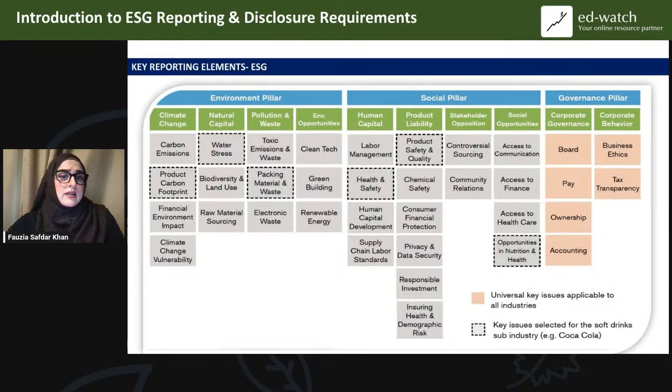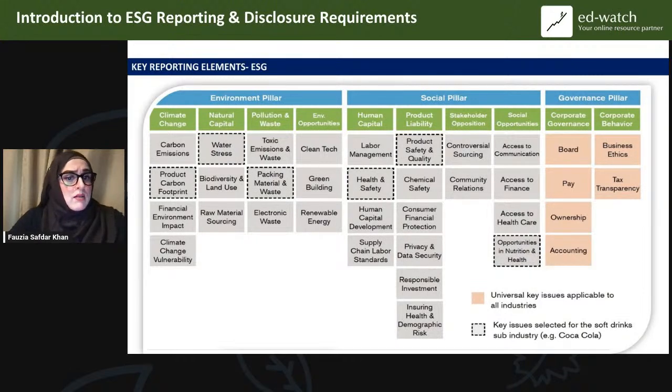I just talked about this a few minutes ago. How is the board performance? What is the pay involved? How accountable are they? How transparent are they? So look at this and just think: if you are in a beverages company, what elements are important for you, or what topics do you think you are going to disclose in your ESG reporting?